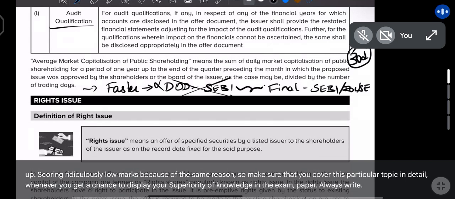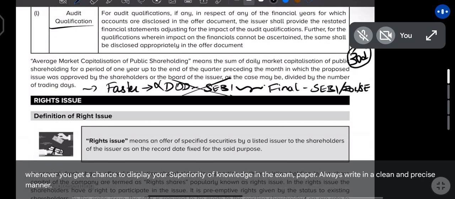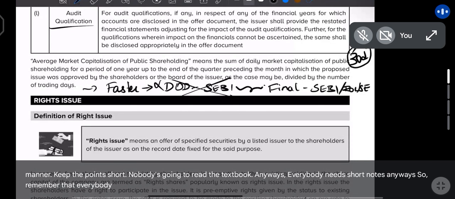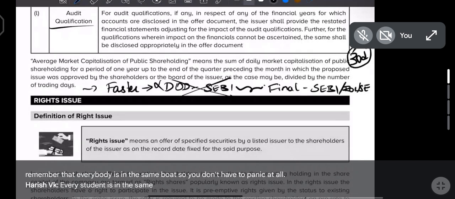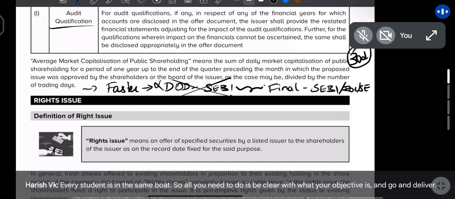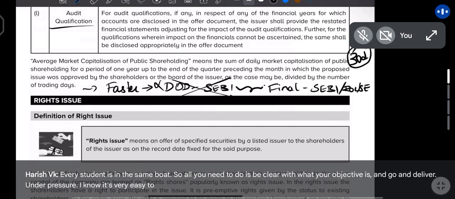Always write in a clean and precise manner. Keep the points short. Nobody's going to read the textbook anyways. Everybody needs short notes anyways. So remember that everybody is in the same boat. So you don't have to panic at all. Every student is in the same boat. So all you need to do is be clear with what your objective is and go and deliver under pressure.